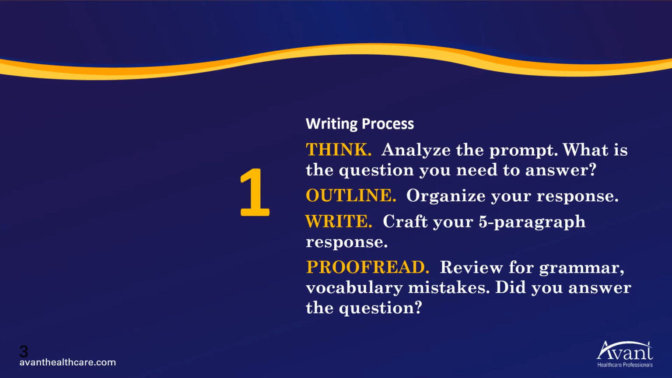Writing is a process of various steps. The four main steps are think, outline, write, and proofread. Before writing one word, you need to think about the essay topic. Then organize your ideas and prepare an outline of the main ideas. Then write the 5-paragraph TOEFL essay with 3 main answers to the prompt. But you're not finished. Finally, review your paper for any mistakes in grammar, vocabulary, and make sure you've answered all parts of the question.